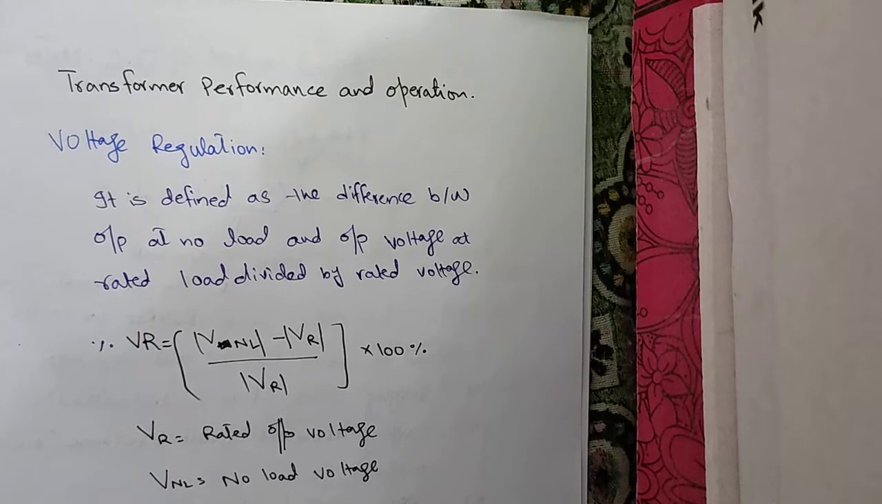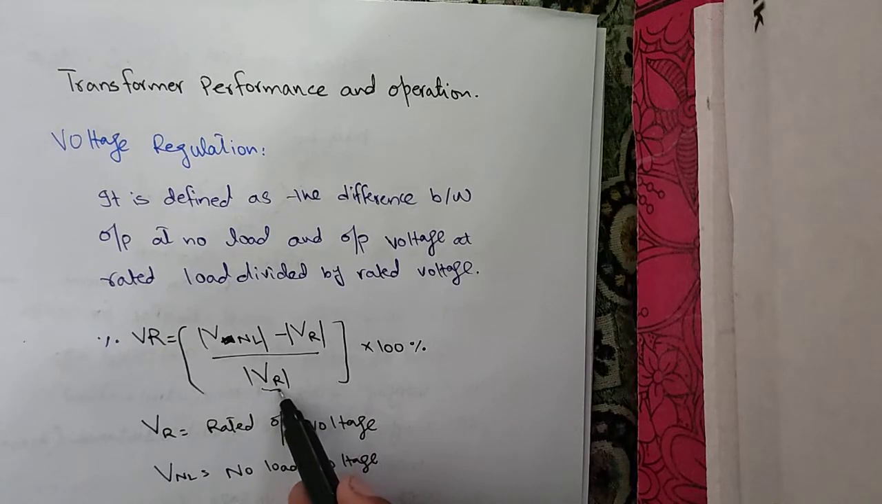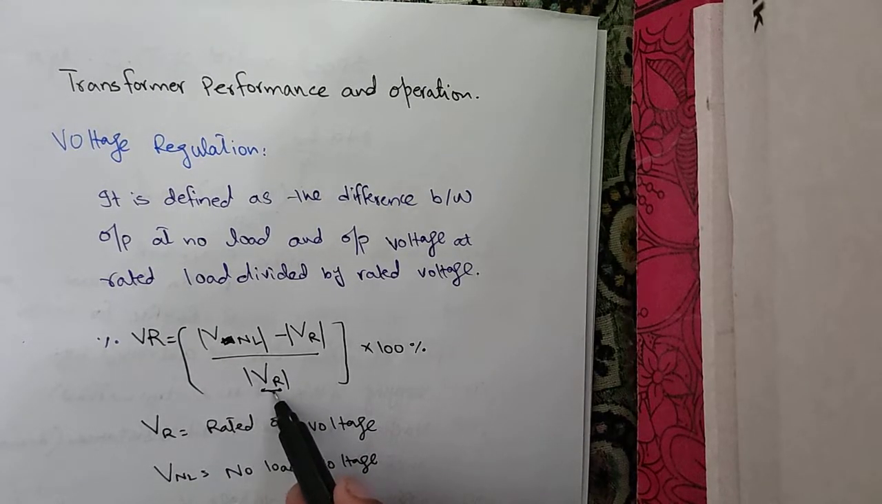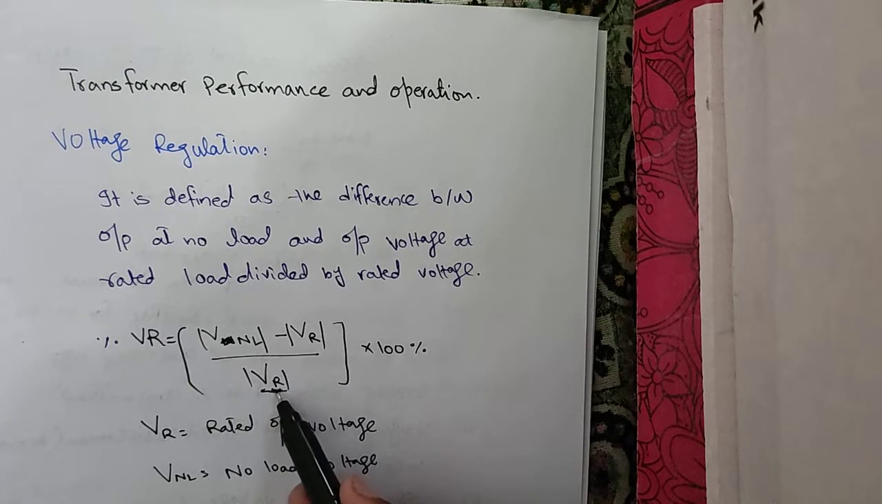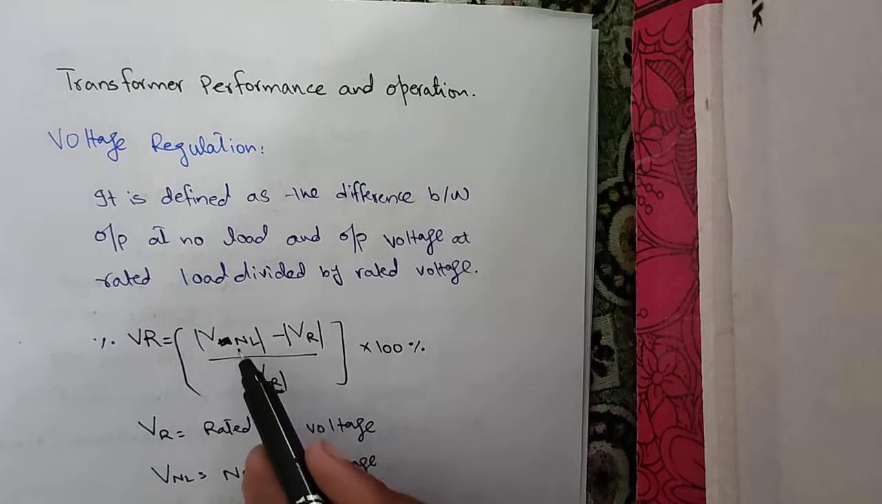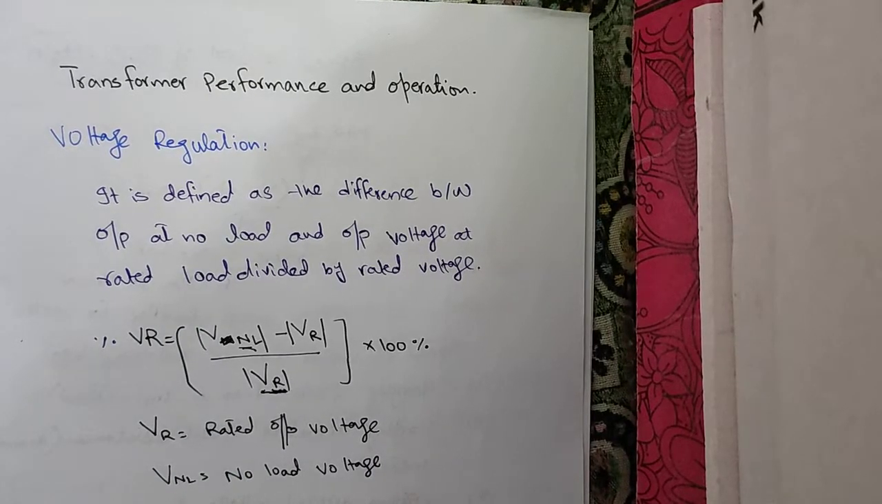Rated voltage is the voltage that is obtained on the rated load mentioned on the nameplate of the transformer. Here VR is the rated output voltage. Rated output voltage means the voltage obtained at the output of the transformer on rated load mentioned in the nameplate of the transformer, whereas V no load is the no load voltage obtained on the transformer at no load.